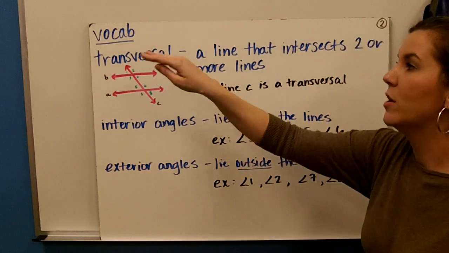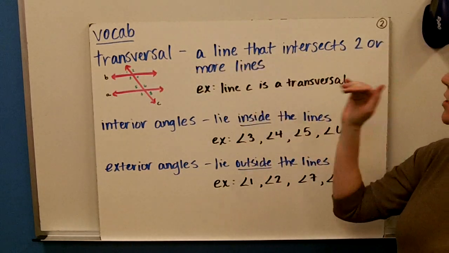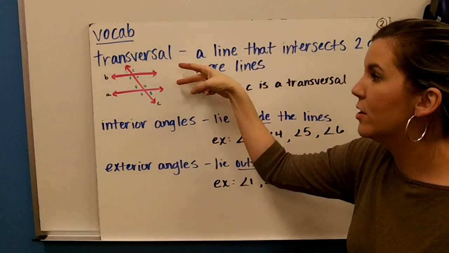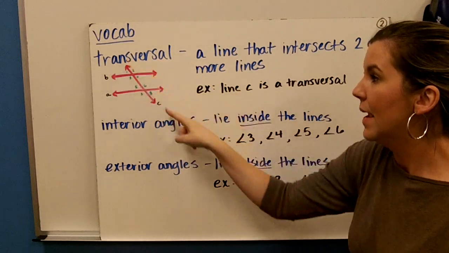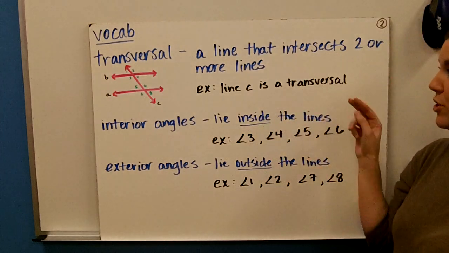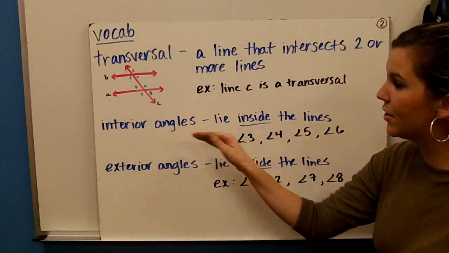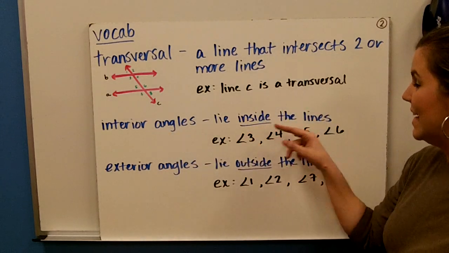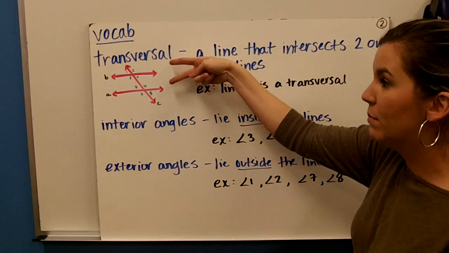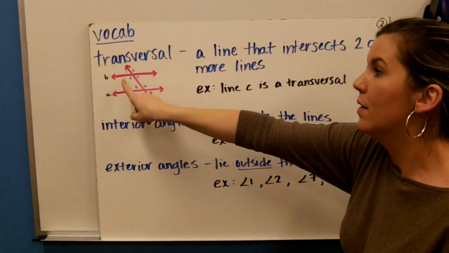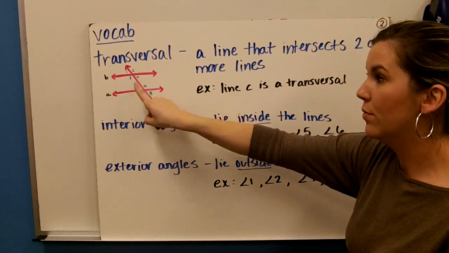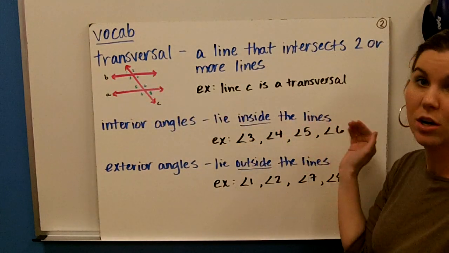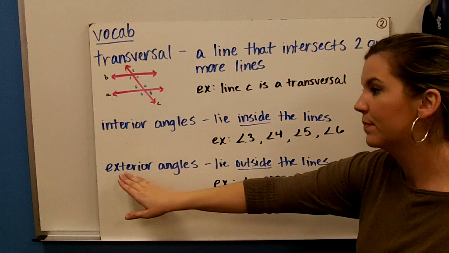Another vocabulary word is transversal. It's a line that intersects two or more lines. So here are two lines, A and B, and line C is a transversal. Interior angles lie inside the lines. So in between lines B and C, there are four angles, 3, 4, 5, and 6. These are called interior angles.